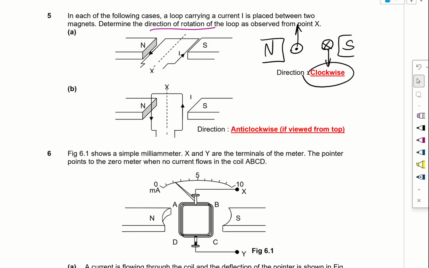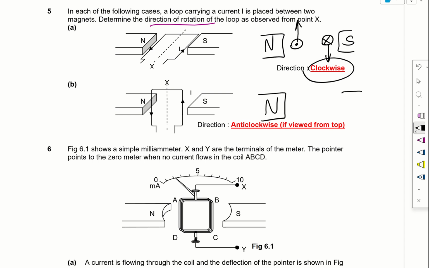so therefore it is clockwise. Okay, then how about this? How do I convert it? North and then south.